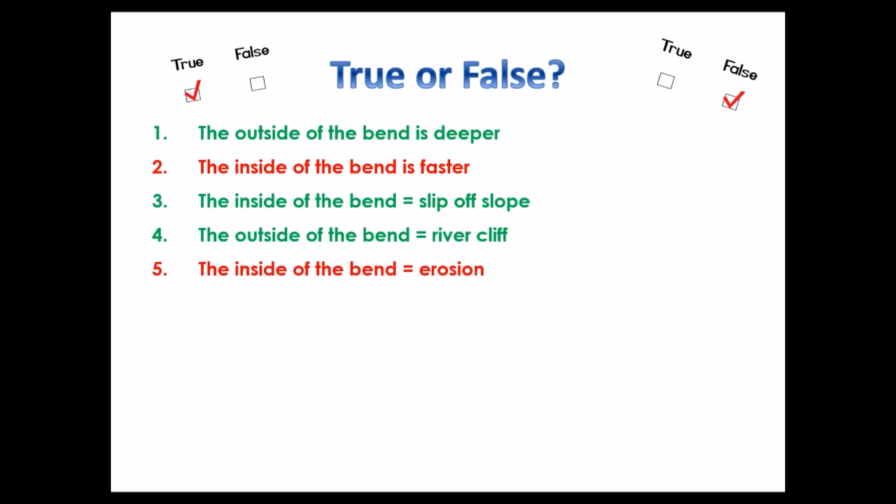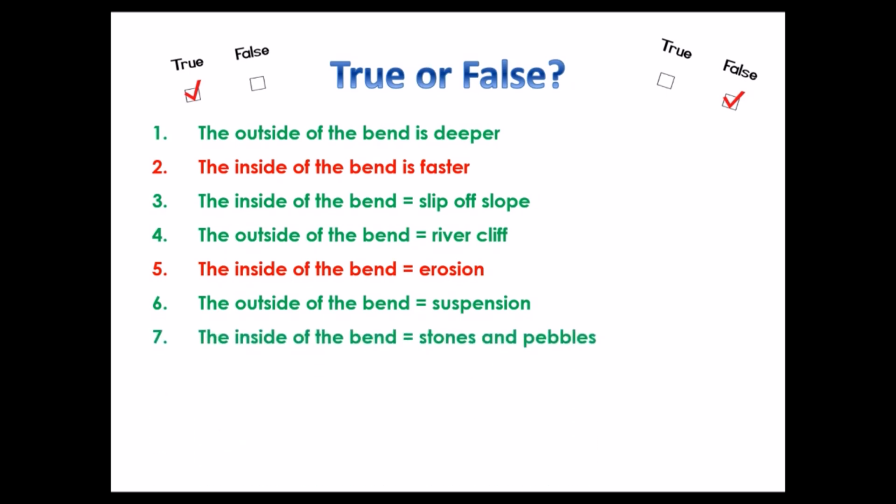Number 5 is false. The inside of the bend is not where we get erosion. As we said, we get deposition there. The outside bend is where we get suspension. That is true. Because the sediment is able to be lifted up by high flow water, then that is going to obviously be a possibility on the outside bend. Another true, the inside bend of the meander is where stones and pebbles will be laid on the slip-off slope.